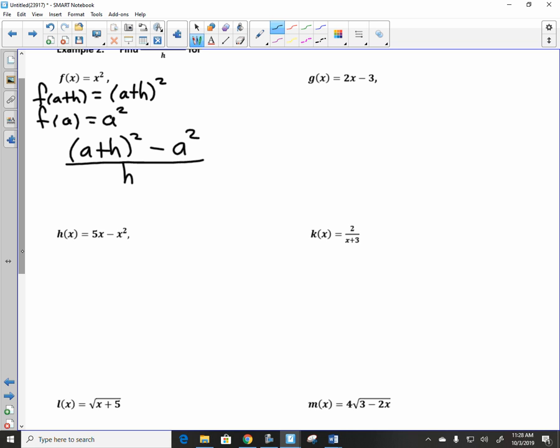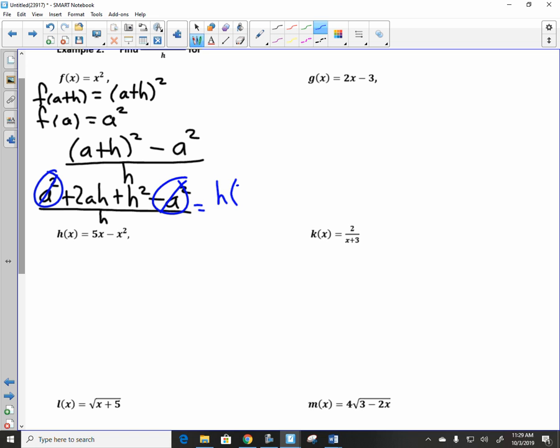Watch what happens. What is a plus h quantity squared? Minus a squared all over h. What do you notice happens? The a squareds cancel. It turns out that every time you do this, whatever doesn't have an h has to cancel. If it doesn't, you did something wrong. If it doesn't have an h, it should cancel. And everything that is left should have an h. If everything that's left has an h, I can factor an h out, and I'm left with 2a plus h all over h. It will always work so that that bottom h divides off. And so you're left with just 2a plus h.